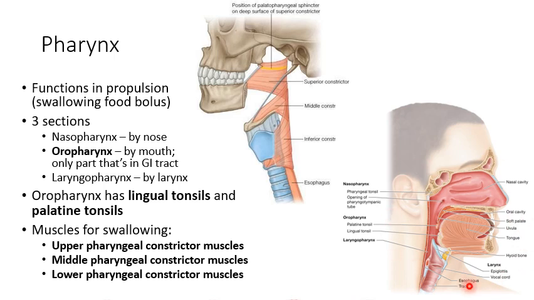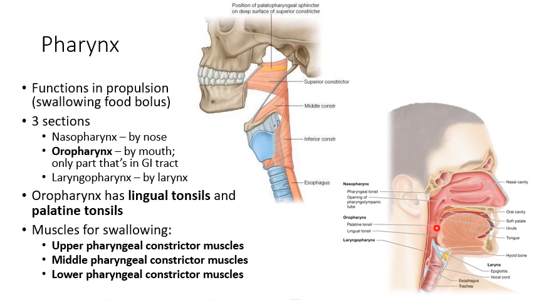In this diagram here, you can see the pharynx. On the top here, you have the nasopharynx that opens onto the nasal cavity. In the middle is the oropharynx that opens onto the oral cavity. And then at the bottom of the pharynx, you have the laryngopharynx, which opens onto the larynx, or the airway. So only the oropharynx here is technically part of the GI tract.